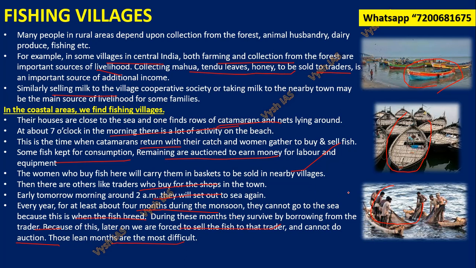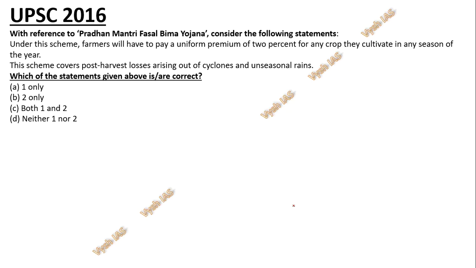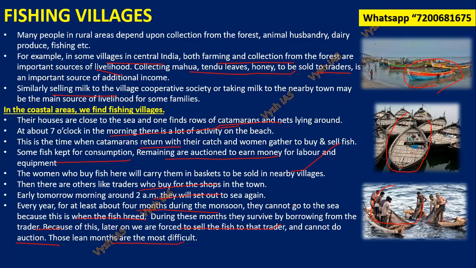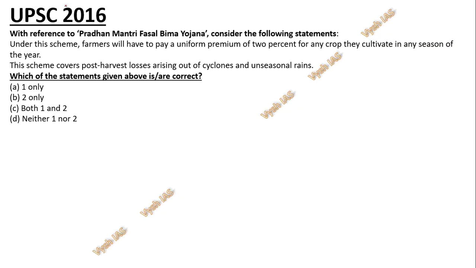Okay, the monsoon time and all, because there is no fishing, they cannot survive. These people take money from the trader. Later the trader will tell, okay, you don't give me money, give me all the fish which you caught. So these were the case studies given in this particular chapter. Now, answer these questions.